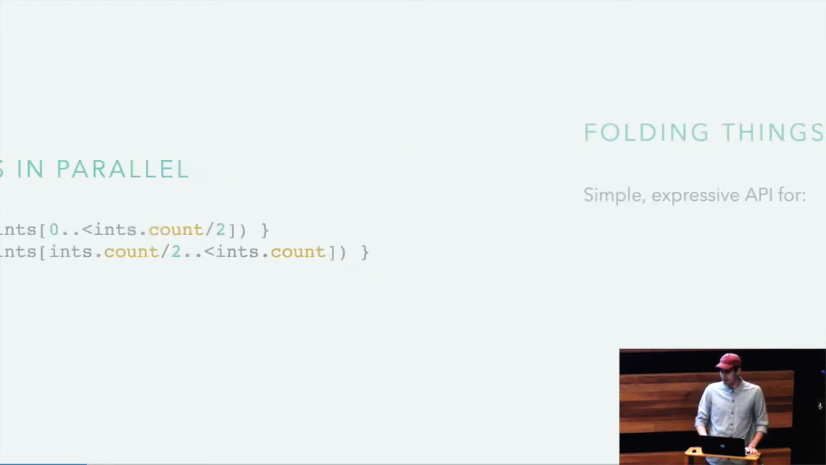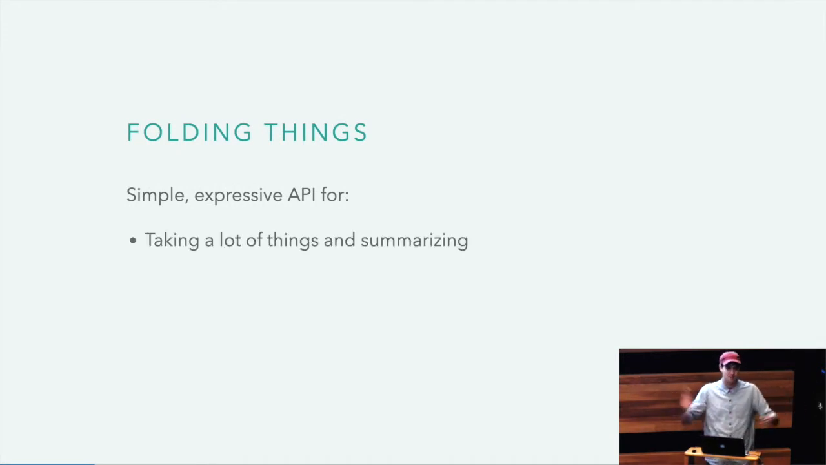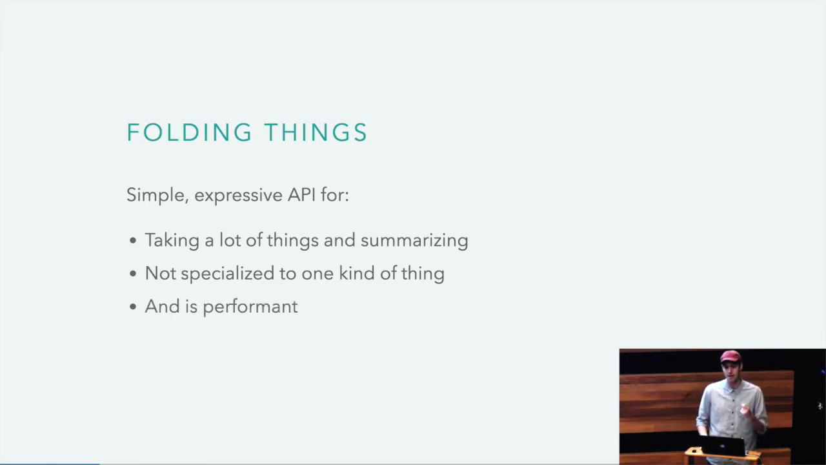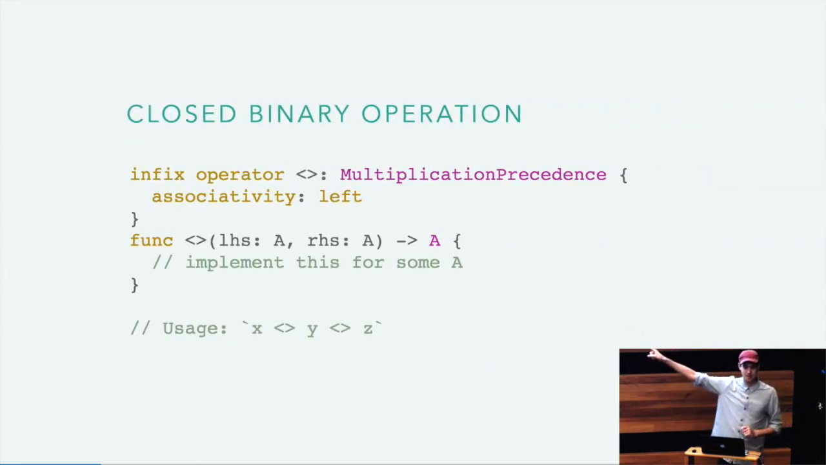So what I want to talk about is folding things in a simple and expressive way that takes a lot of things and summarizes them into one thing. And it's not specialized for one kind of thing, right? It works on all sorts of types and all sorts of operations. And in particular, it knows about the constraints of your operations to optimize itself. So now we can begin. We're going to talk about a closed binary operation. We can define an operator in Swift, and we can define a function on that operator that takes two things of some type and returns one thing of that same type, so it's composable. And we can implement this for any type A, right?